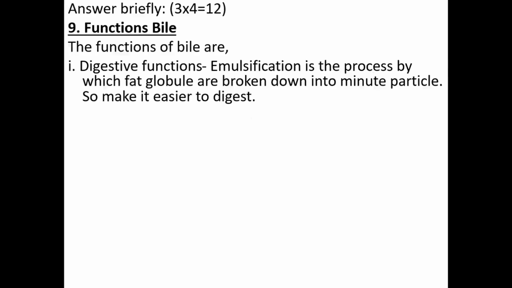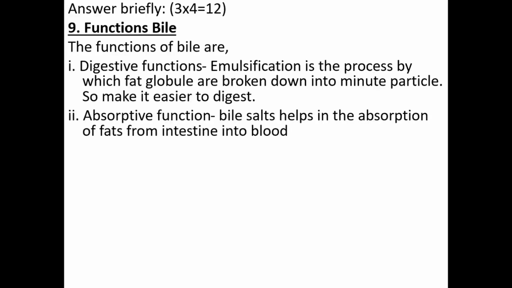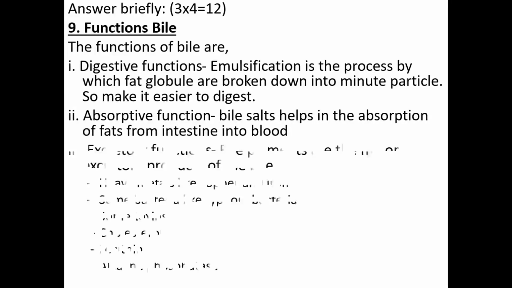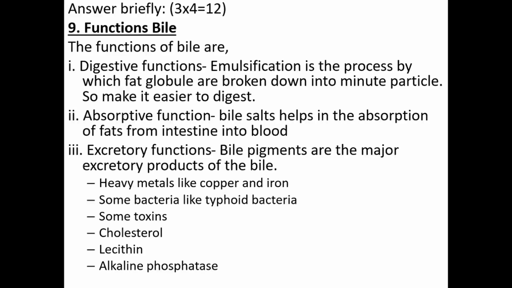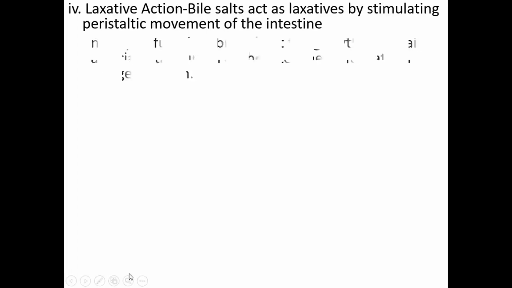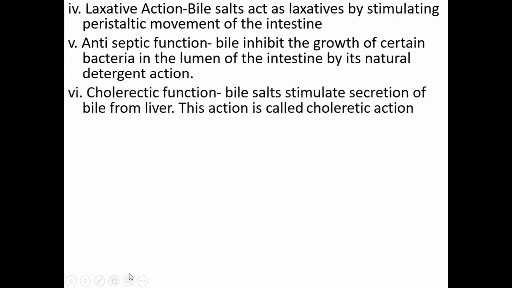Answer briefly. The first one is functions of bile. First is the digestive function, then the absorptive function that helps the absorption of fat, and the excretory function. Bile pigments are major excretory products of bile, along with heavy metals, bacteria like typhoid bacteria, toxins, cholesterol, and alkaline phosphatase. Then laxative action, antiseptic function, and cholinergic function, like bile salt stimulates secretion of bile from the liver. This action is known as cholinergic action.